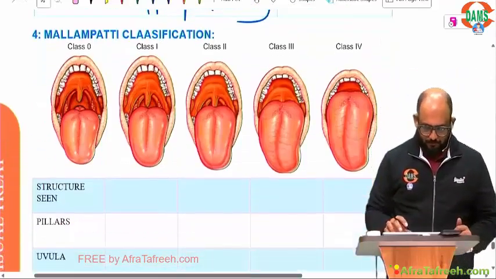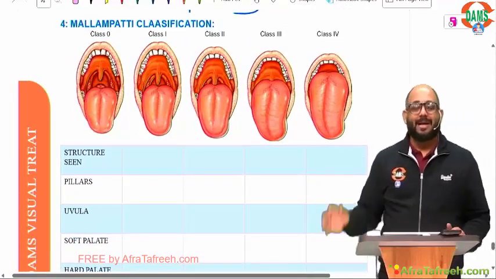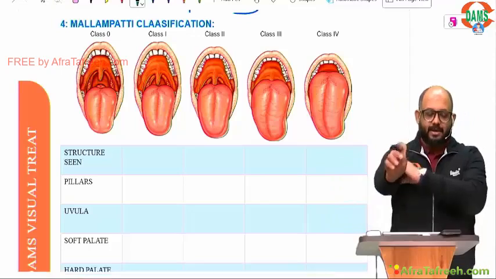Alright. Mallampati classification, that is the most common classification for airway assessment.